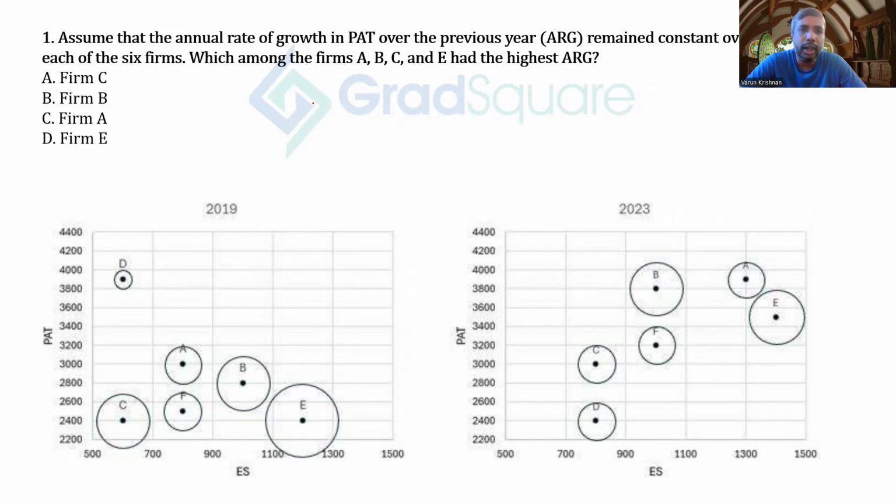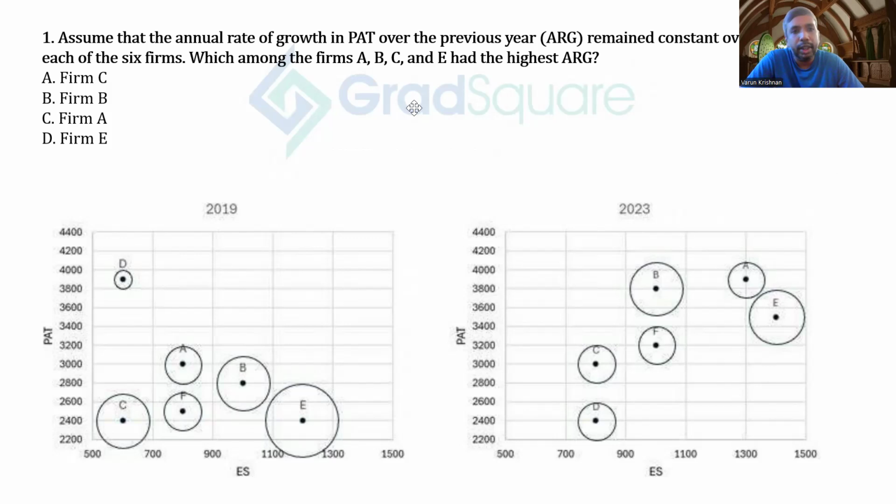Question 1 says, assume that the annual rate of growth in PAT over the previous year, and they're calling this annual rate of growth as ARG, remained constant over the years for each of the six firms. So which means that if it's remaining constant, every year on year growth is the same. From 2019 to 2020, whatever growth is happening, same growth is happening from 20 to 21, same growth from 21 to 22, same from 22 to 23. So we have been asked that among A, B, C, and D, which had the highest ARG.